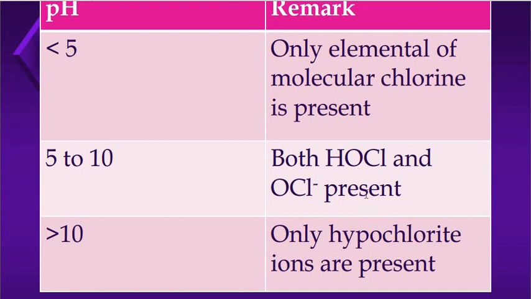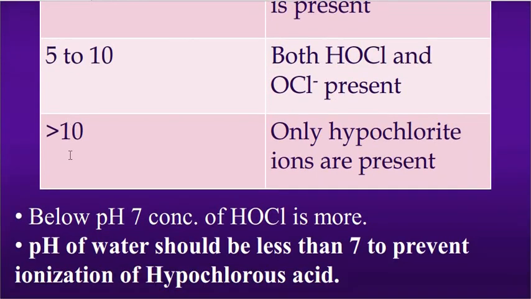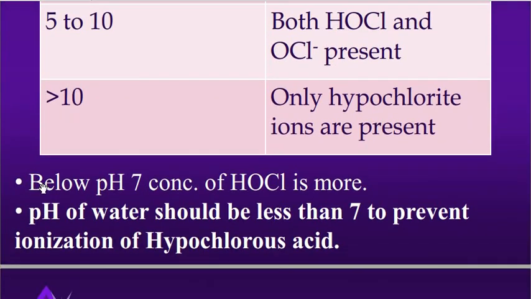But we have just seen that HOCl is 80 times more effective than the OCl negative ion. Therefore we have to maintain the pH between 5 and 10. And below pH 7, the concentration of HOCl is higher.